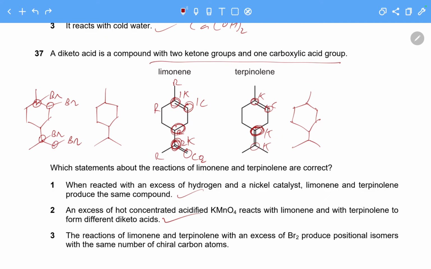Right. And then the chiral centers, let's mark them with a different color. 1, 2, 3, and 4. 4 chiral centers here. Now, when we react terpinolene with bromine, we get bromine, bromine. I just drew a straight line which is slightly confusing, so I removed it. Bromine and bromine. This is what we get. Positional isomers, yes, because they have bromines in different positions.